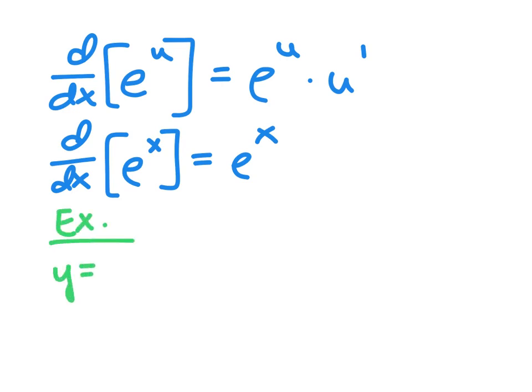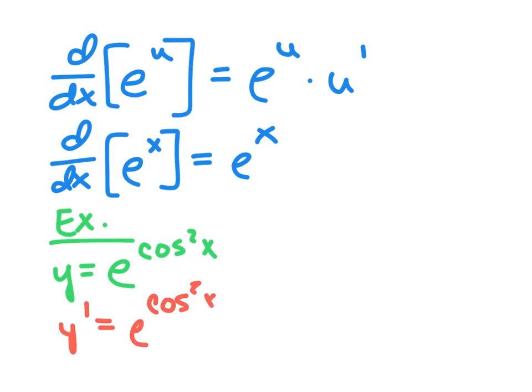Let's say y is given as e to the cosine squared x. So my u is this cosine squared x. So when I differentiate, this is going to have to be chain rule again, because cosine squared has two different layers. So e to the u is the first part, times u prime. Well, that u prime is the derivative of cosine squared. That's the same thing as cosine x all being squared.